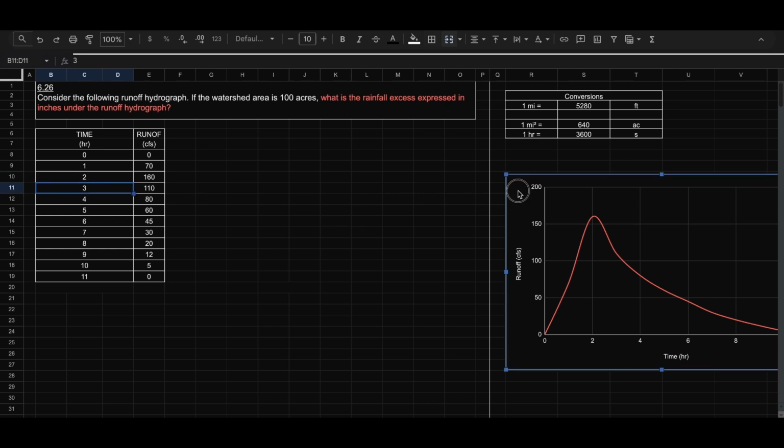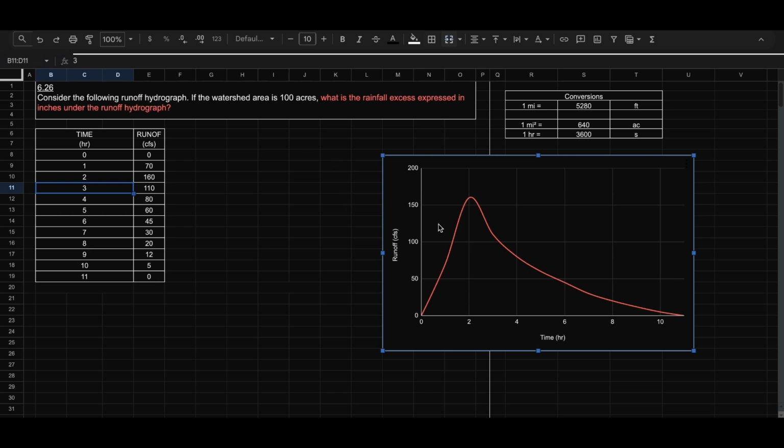To understand visually more what's going on, I plotted these values, with the time in hours on the x-axis and the runoff on the y-axis. They are asking us for the rainfall excess, which in other words is the volume of all that water. So whatever didn't infiltrate into the ground and is running off, this is all the water, but as a rate. To calculate the volume, we need to find the area underneath the curve.